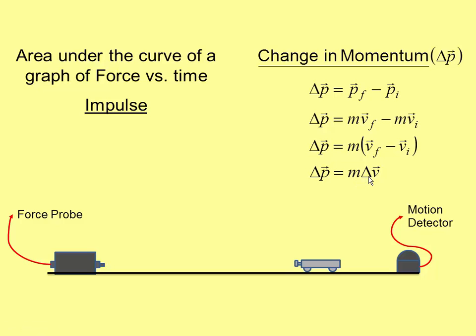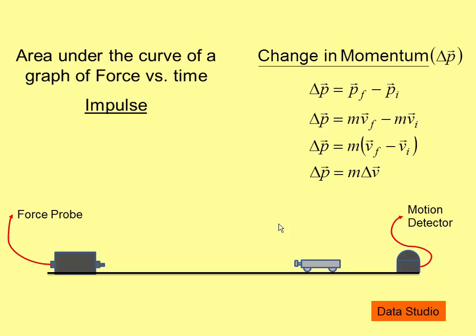This is handy for us in this lab because, as you're going to see with the program we're using, we'll be able to find the change in the velocity right off the graph. So let me show you how we're going to measure both the impulse, the area under the force-time graph, and the change in momentum, mass times change in velocity, using the program.